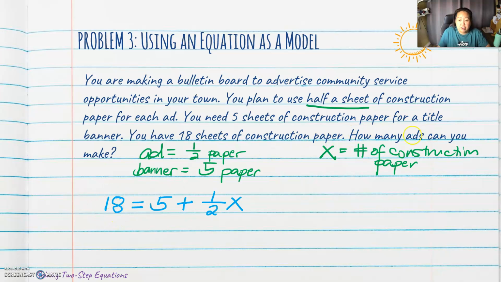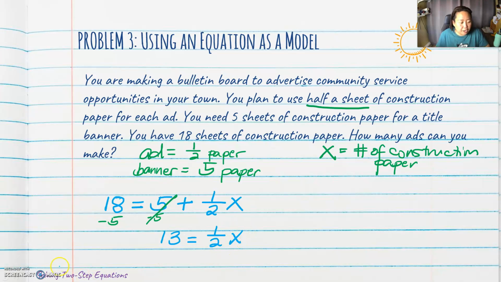So how can we find the number of ads that you can make? If this is our equation, we can remove the 5 plus because our x variable is attached to the 1/2. So what we can do is start by subtracting 5. So minus 5, that will become a 0, minus 5. And so right now, our equation will be 18 minus 5, which is 13, equal to 1/2 of the number of construction paper.